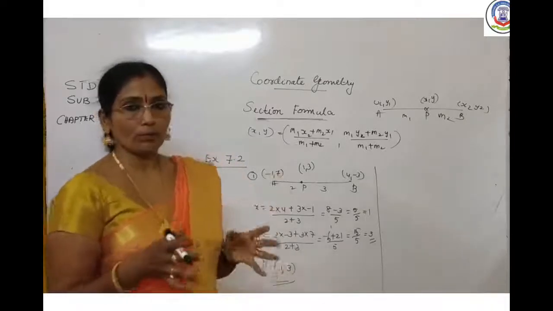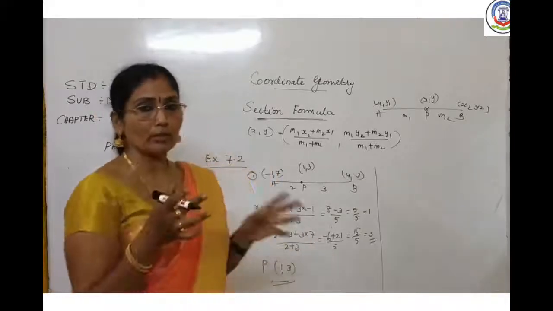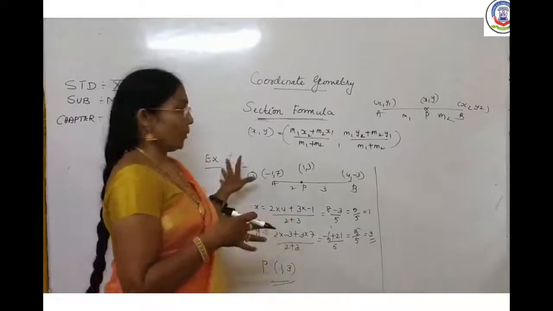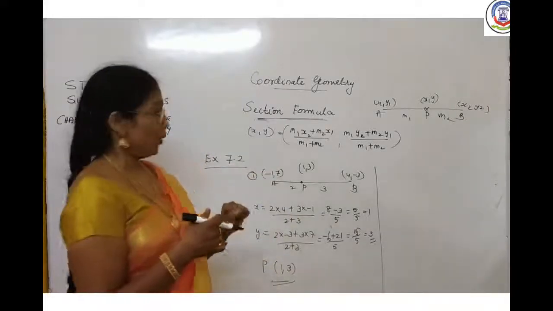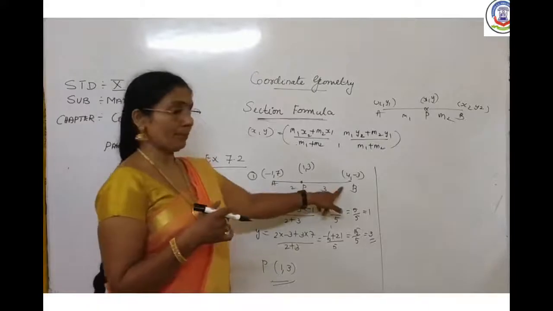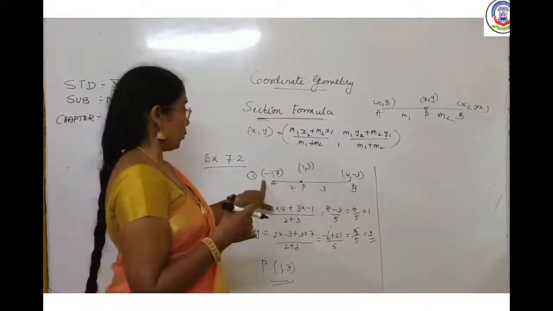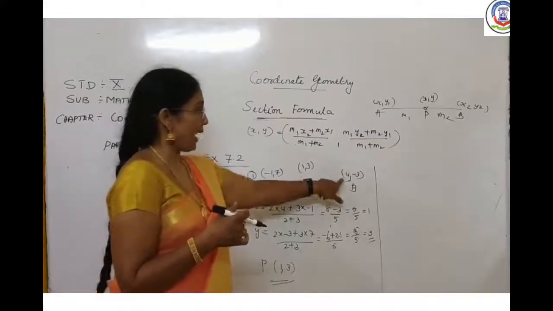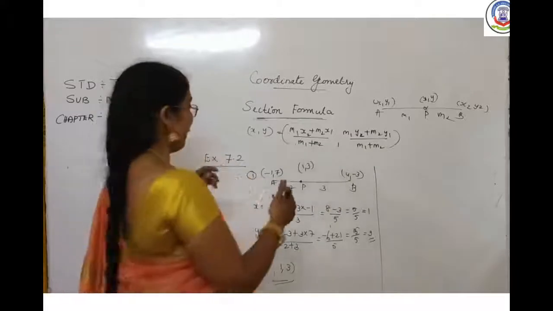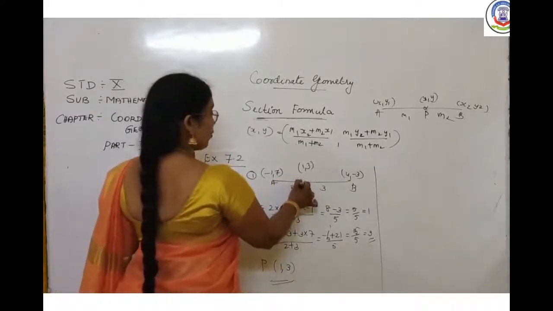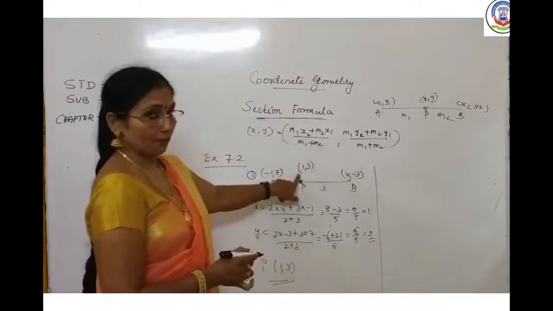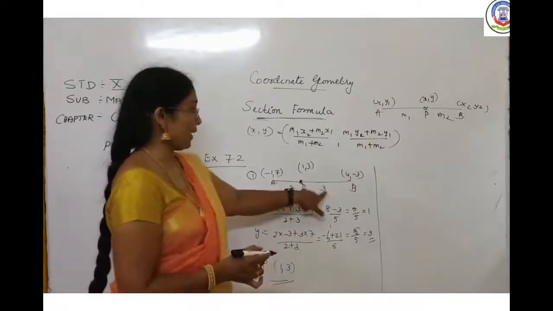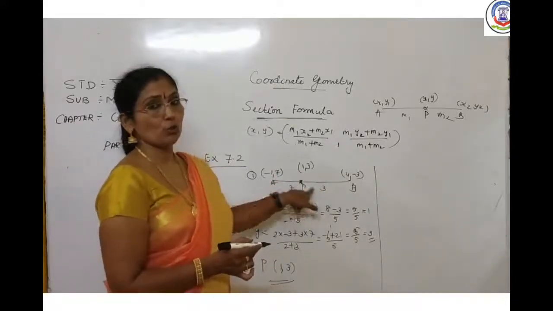At the same time, you have to complete the illustrations also, whatever is given in the textbook. Now exercise 7.2, question number 1. What's the question? Here one line segment is given, and its coordinates are also given: -1, 7 and 4, -3. You have to find out the coordinates of the point P, and the ratio is given as 2 and 3. That means 2:3 is given.